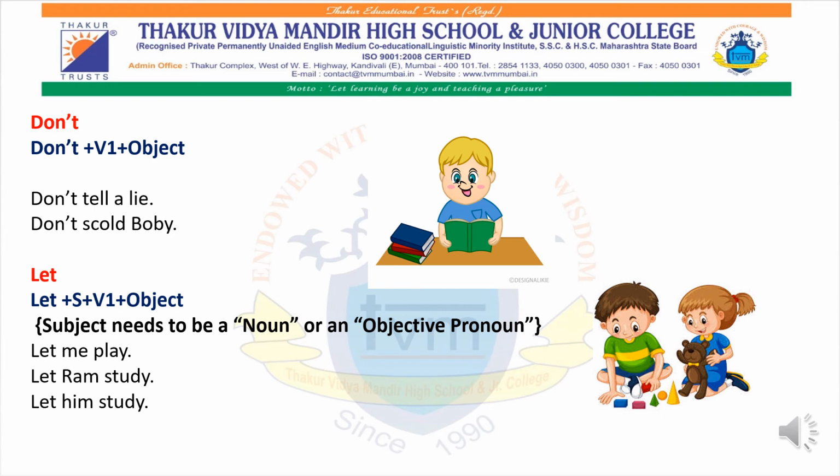For example, let me play. Over here, we see that it is telling someone to let him play, let him do whatever he is doing. Now, instead of I, we have used me. That is known as objective pronoun. So, let me play. Next one, let Ram study. Over here, what is the subject? Ram. Ram is a noun. And therefore we have written here, let Ram study. Let him study. If it was a girl, we would have written, let her study. So in a particular sentence, if it is telling someone to let something happen, then the structure will be let plus subject plus verb first form plus object.